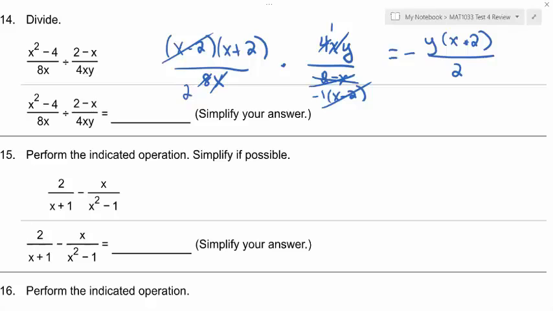Okay, so now we're all done with the multiplying and dividing. So we're now going to subtract, which is a little bit different because with multiplying and dividing, you're just factoring and canceling things out. But when you're adding or subtracting, you need to have a common denominator.